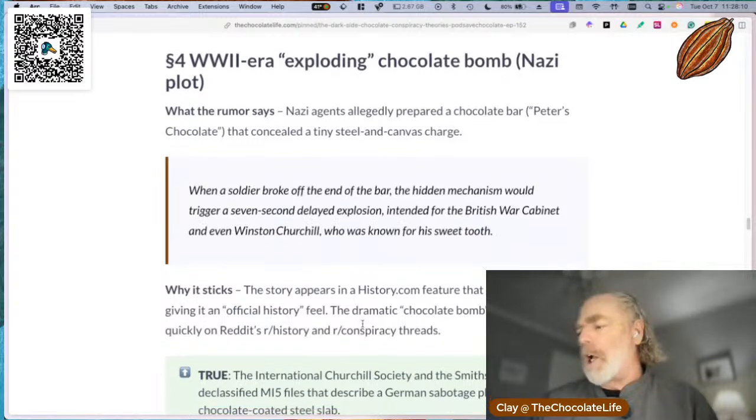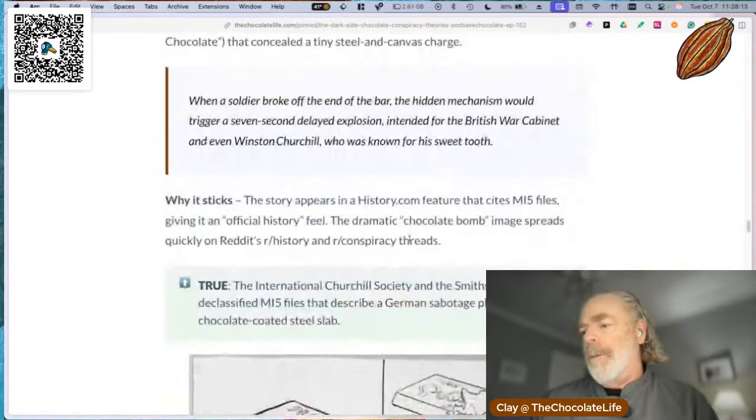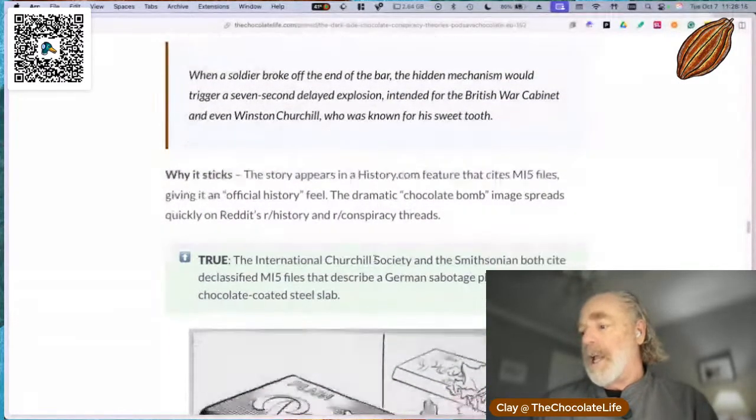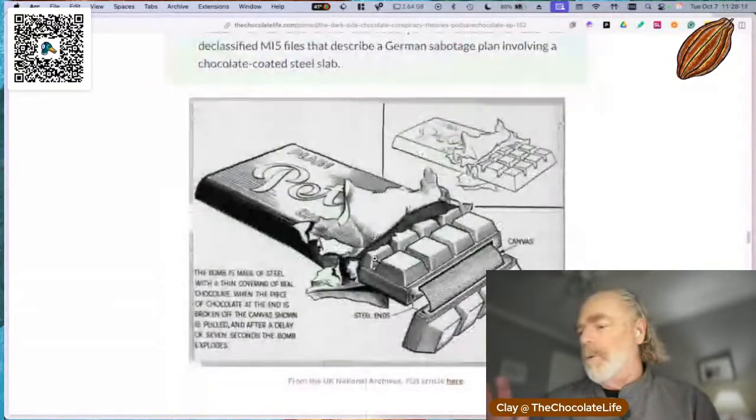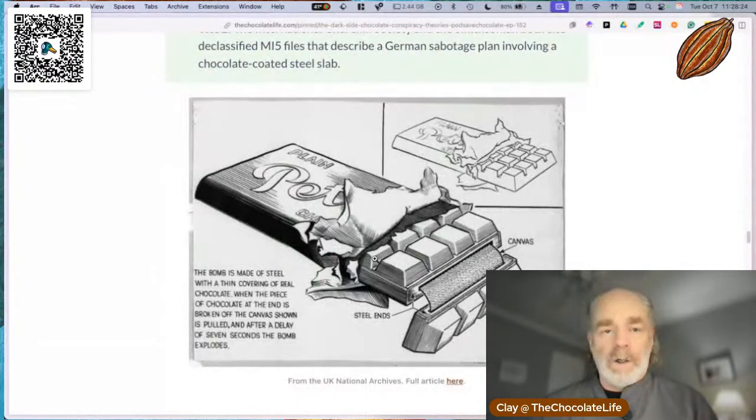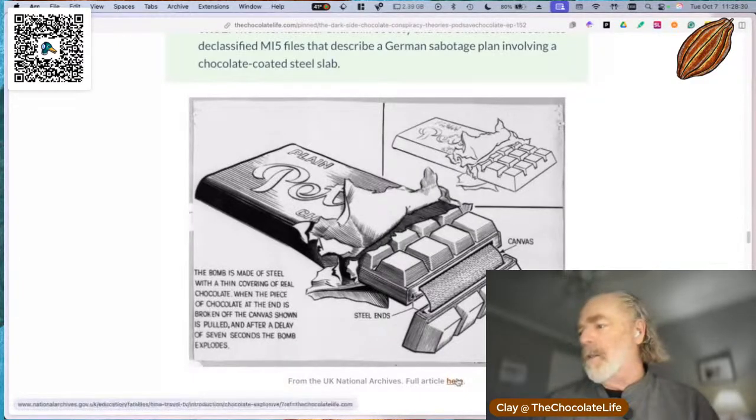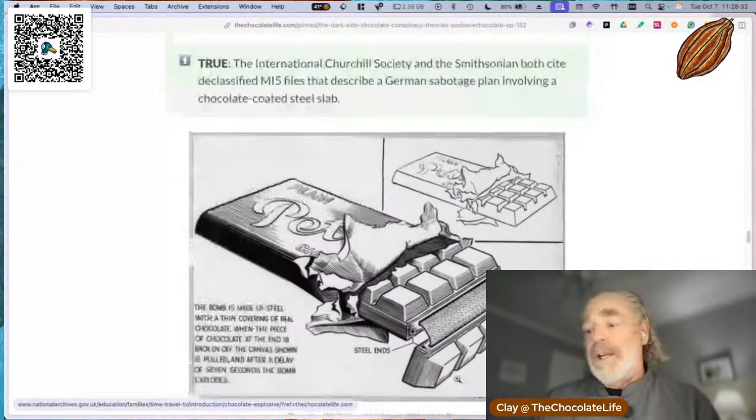The dramatic chocolate bomb image spread quickly in Reddit's r/history and r/conspiracy threads. And this is an illustration that was done contemporaneously that shows you the mechanism. Now, this is the mechanism of the bomb, how it worked, right? So these exist. You can find them. There's a link to it in the caption, right? So it turns out that it's true.